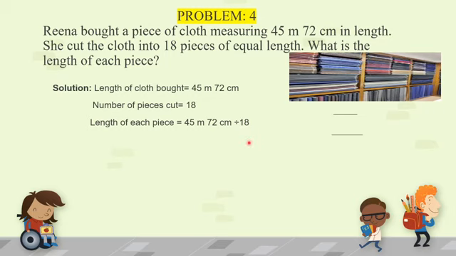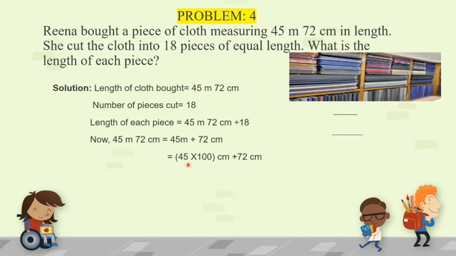To divide this, we'll first have to convert this meter and centimeter, which are two different units, into one unit, the one which is smaller. Which is smaller here, meter or centimeter? Centimeter is smaller, so we'll convert into centimeter. You know how to convert that. We'll have to separate these two units: 45 meter plus 72 centimeter. And what is the relationship between meter and centimeter? 1 meter equals 100 centimeter.